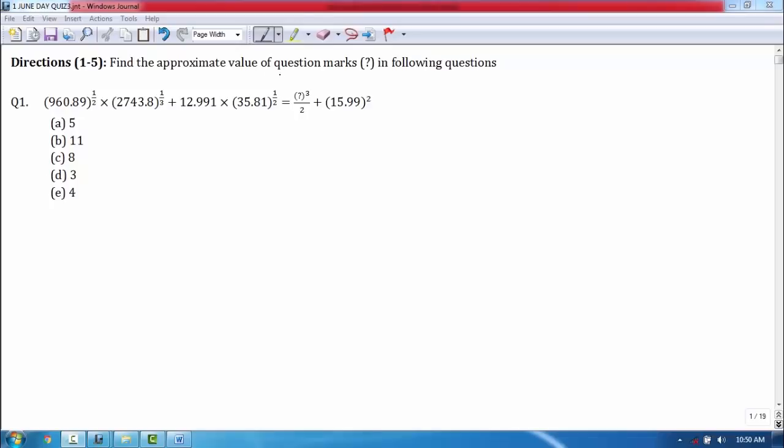Find the approximate value of question marks in the following questions. 960.89 to the power 1 by 2, that means square root of 961, into 2743.8 to the power 1 by 3, that means cube root of 2744.